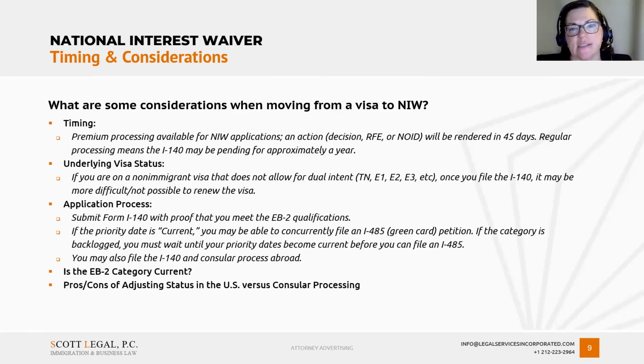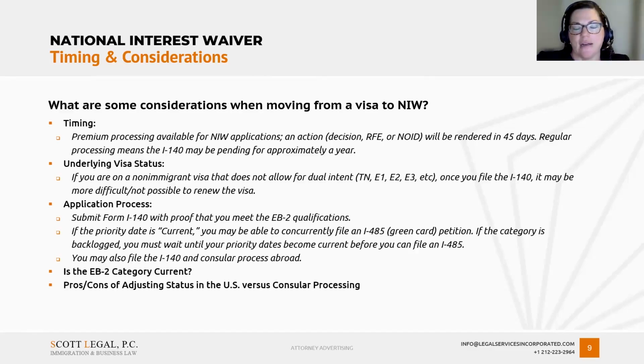Regarding adjustment of status, this can be a good option in the right circumstances. It is usually more appropriate for people who are in the U.S. but don't need to travel internationally, so people who can remain here long term while that application is being processed. And again, while you file for that I-485, you can also simultaneously apply for the work permit and the travel permit.